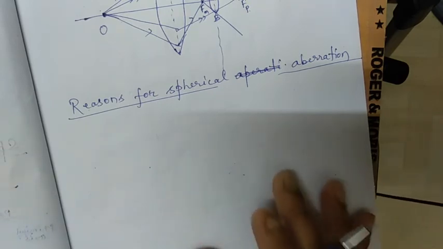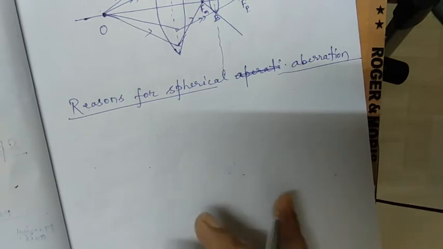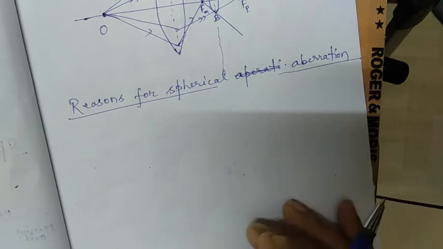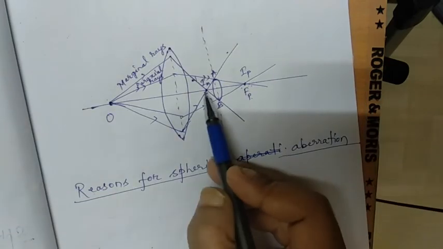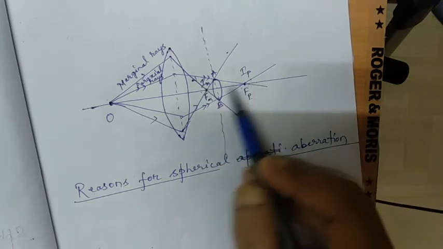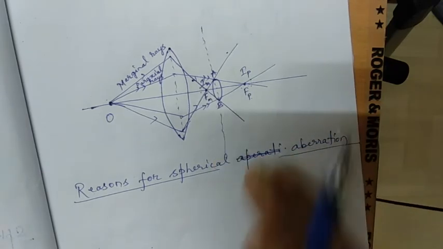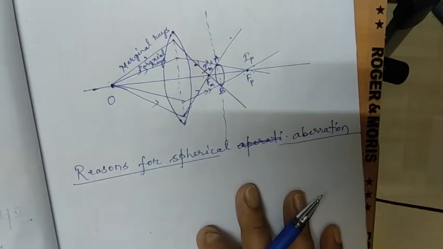And the difference between the images formed, that is the distance along the principal axis between the image point IP and the image point IM, gives you the longitudinal spherical aberration.